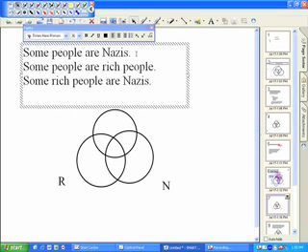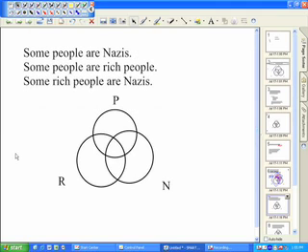Okay. Some people are Nazis. Some people are rich people. Some rich people are Nazis. Now notice in this case, we don't have any shading to do, so we're going to just do X's. We start with some people are Nazis, or some P are N. Again, we're looking at the football between the P and the N, and there's a line through it. Since there's no shading, we have to put the X on the line.